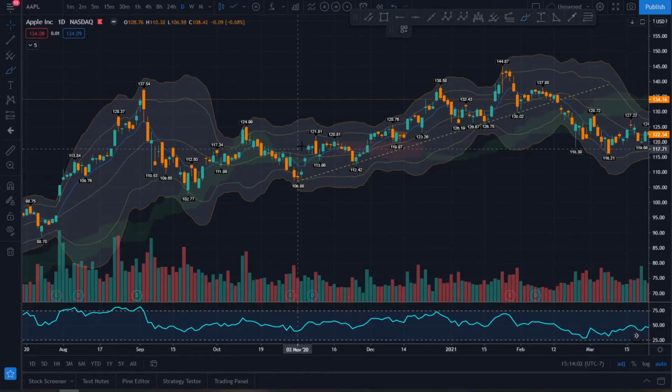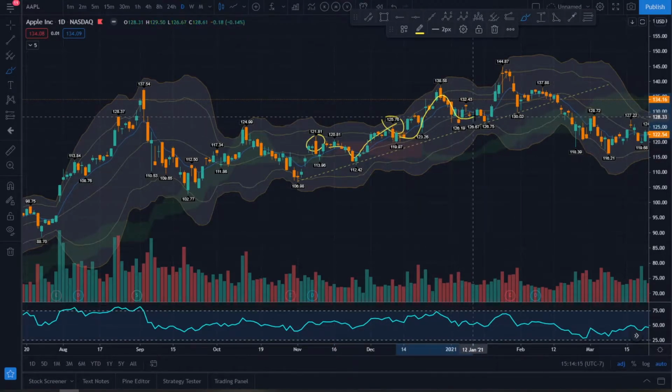So even if you say you bought at 121 at the high, eventually it would pop back and you would be in the profits. Or if you bought at 125, you would still eventually pop back up and be in the profits the entire way.